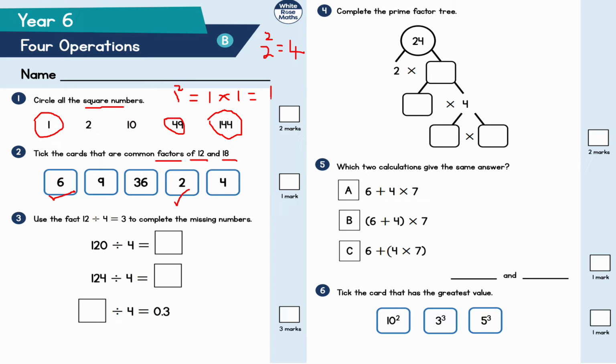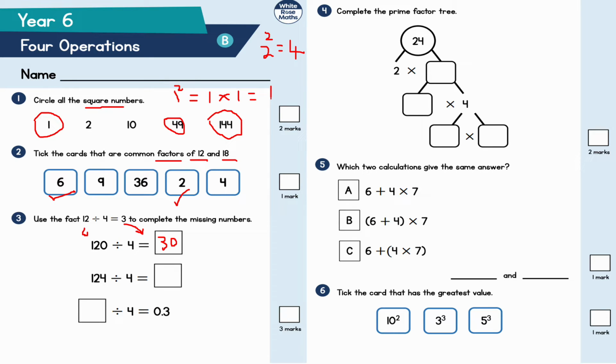This is question number 3, guys. Use the fact 12 divided by 4 is equal to 3 to complete the missing numbers. 120 divided by 4. Well, I've timesed the number here by 10, so I'm going to times the answer by 10. So I'm going to get the answer of 30. Because it's just looking at place value here, so you multiply it by 10 to balance the sum on both sides of my equation.